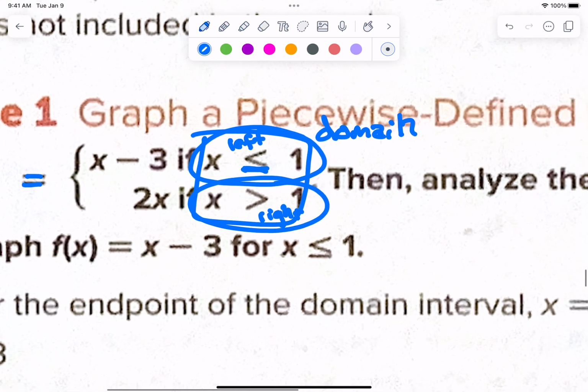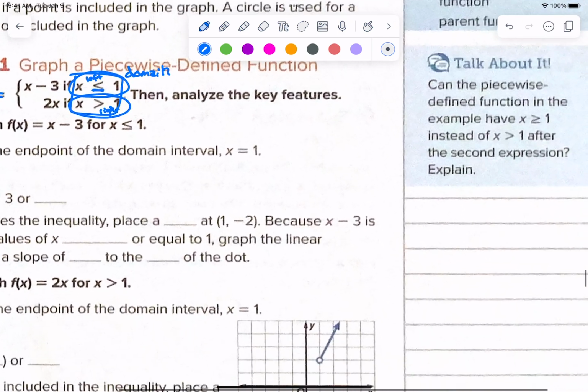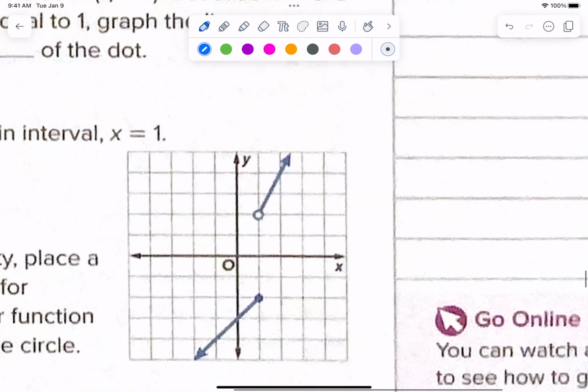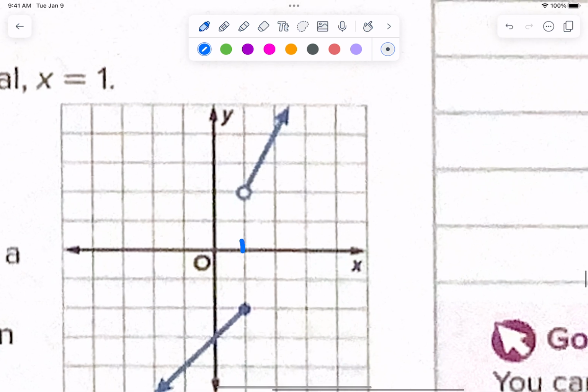So here's what I do. When you go to graph this, I locate where 1 is on my x-axis. Here's where 1 is, and I imagine there's a dotted line there. On the left side of that line it's doing one thing, and on the right side it's doing another thing. I have a linear function on the left side and a linear function on the right side, and all I have to do is graph the two.